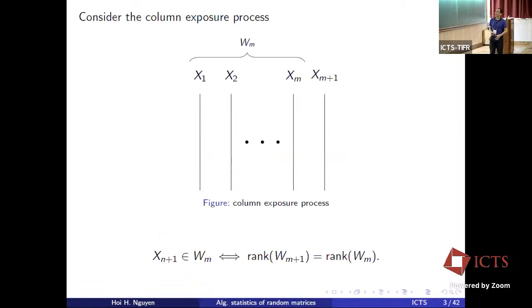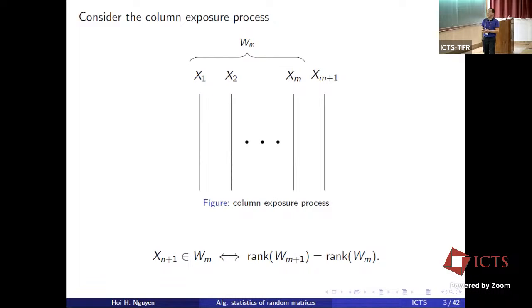So this is the part that Mark also mentioned in his lectures: for our IID matrices, the columns of the matrices are independent. X1 is the first column, and so on. So we do the column exposure process, for each m starting from 1 up to n. And then we look at adding a new column: would it increase the rank or not? Right? So the rank is always increasing or staying the same.